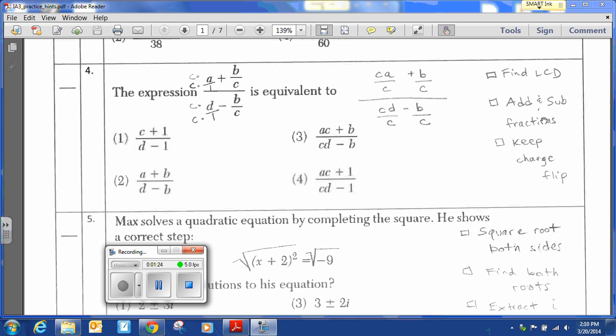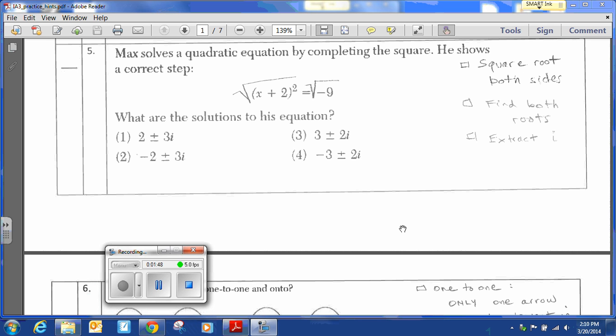Add and subtract the fractions. So we're basically going to add these or combine like terms, so it's going to share the denominator of c. Finally, keep change flip. So instead of division, you're going to multiply by the reciprocal. You'll see that some of these terms will cancel out, and you're left with one of these answer choices.